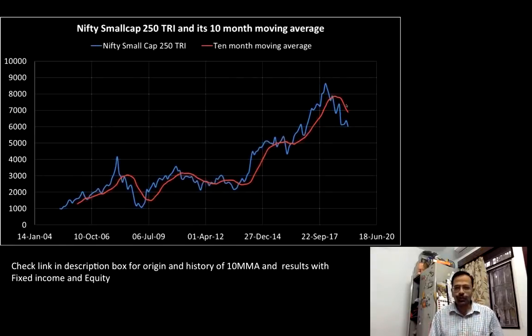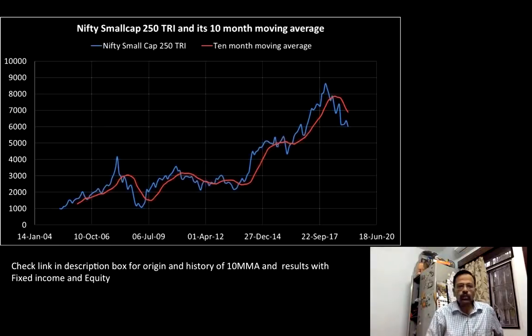So what we're going to do is take the small cap 250 index, and plot the 10-month moving average. We take the monthly data, let's say on the first of every month, and then you calculate the 10-month average on a rolling basis. It just keeps moving, and that's the 10-month moving average. So it smoothens out the fluctuations you see in the price.